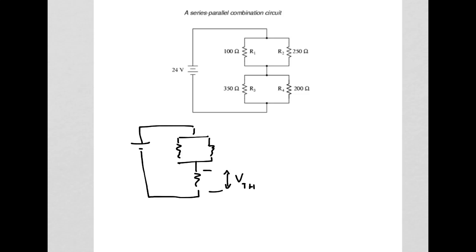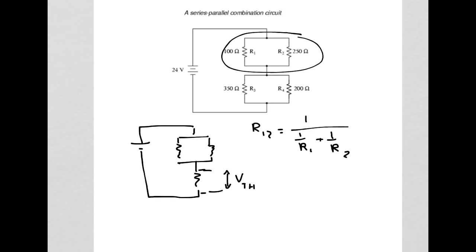Okay, so it's the voltage across the 2 points where your resistor R4 used to be attached. So these are the 2 points, that's VTH. The first thing we're going to calculate is R1,2, okay? So these two resistors are in parallel, so it's 1 over R1 plus 1 over R2, okay? And that's 71.4 ohms.